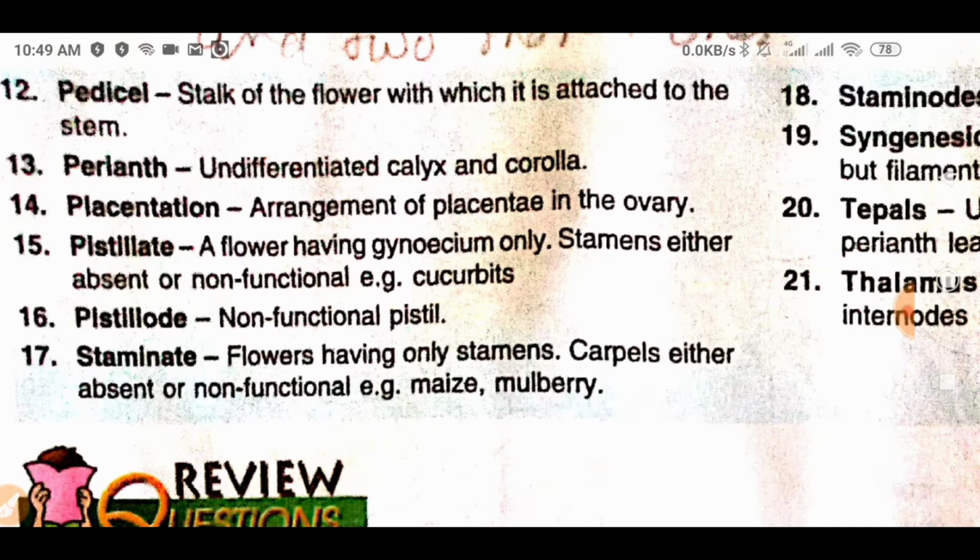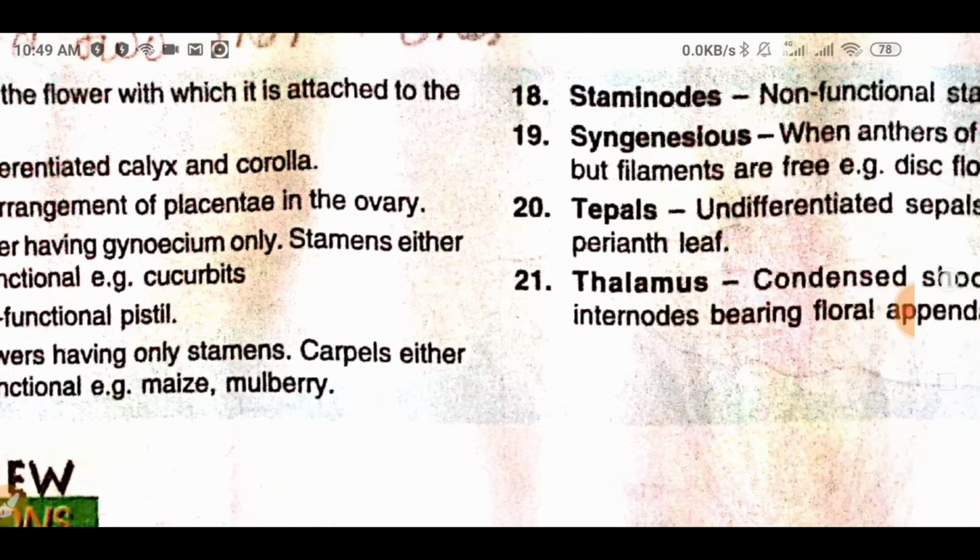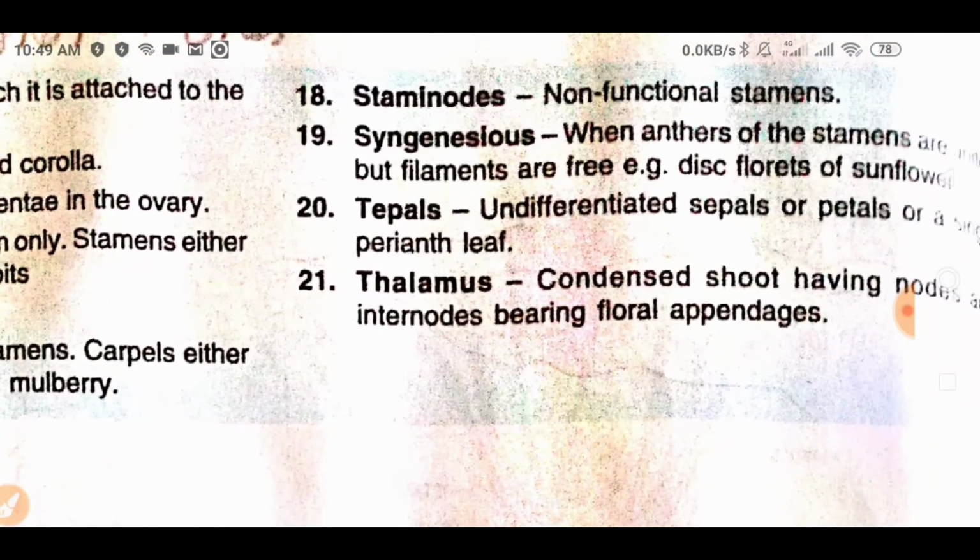We already discussed placentation. Pistillate condition, a flower having gynoecium only, stamens either absent or non-functional, that is found in cucurbits. And pistilloid, non-functional pistil. Staminate flowers having only stamens. Examples are maize and mulberry. Staminodes, non-functional stamens.